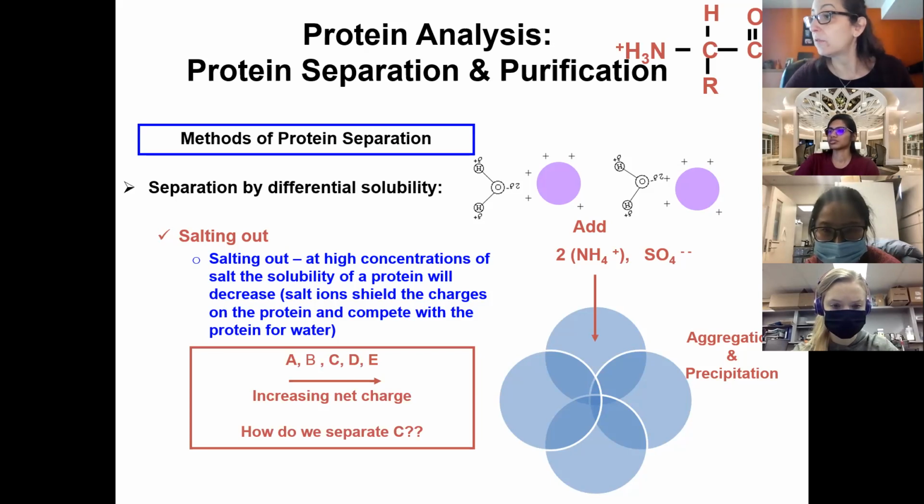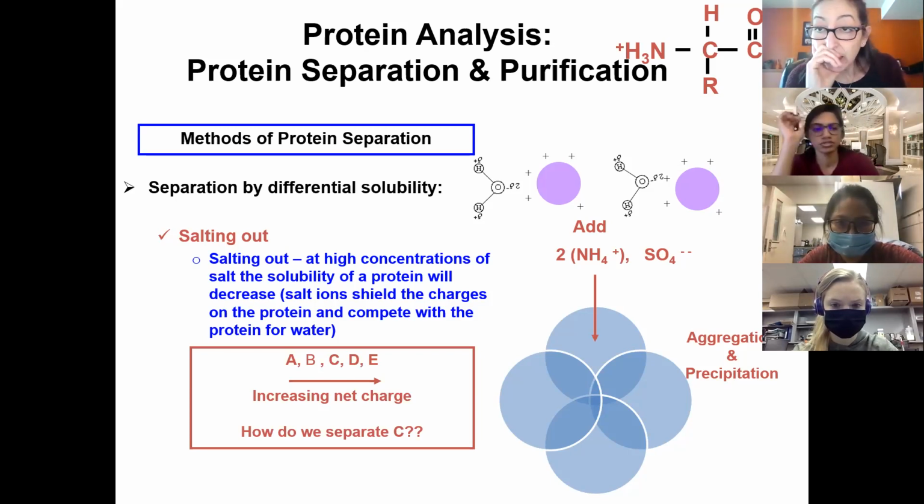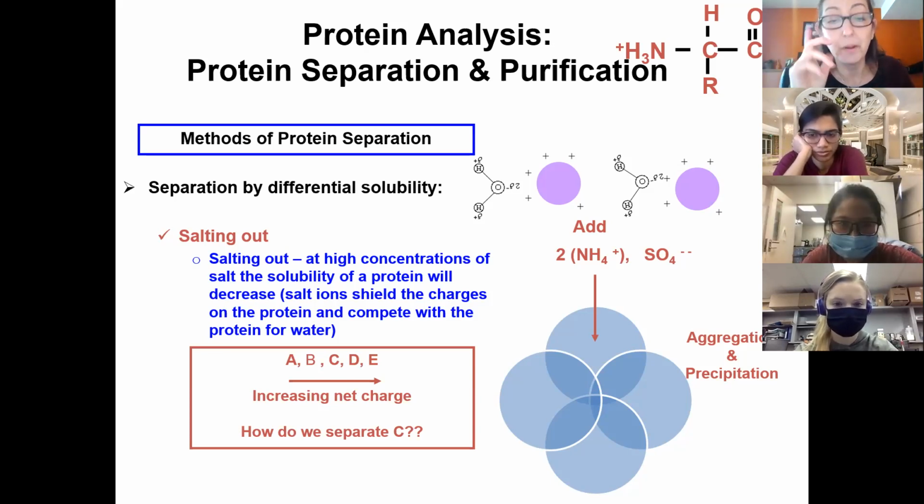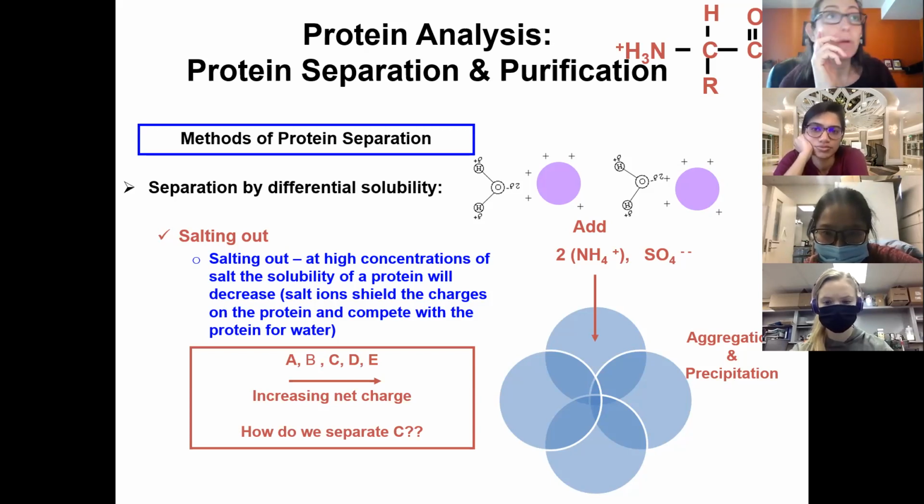So here's a question for you. Again, think in very simple terms. I'll show you a complicated example later on. But here, if I have 5 proteins and they differ in their net charge at a particular pH, where E has the highest net charge and A has the lowest net charge, and if I want to separate C from this mixture, what do you think would be my approach? Think a little bit about that, but simplify it in your head.